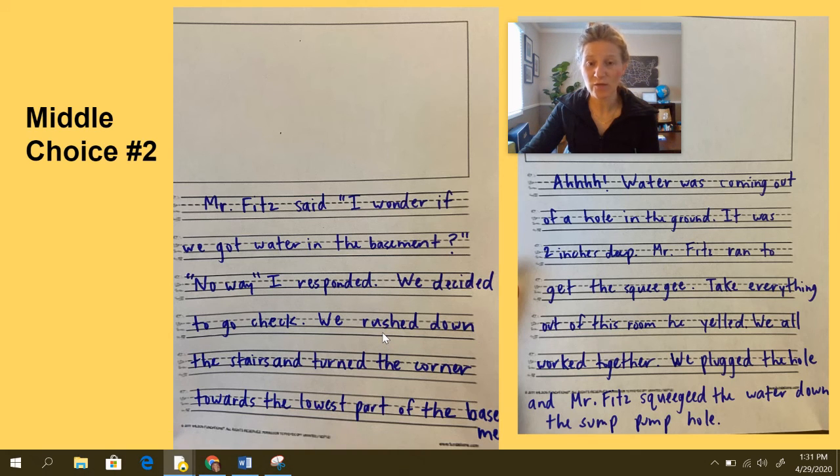I could have said we went down the stairs, but I said we rushed down the stairs. I could have said, "Take everything out of this room," he said. But instead, I said he yelled because I want the reader to understand exactly what happened in those 10 minutes of time.